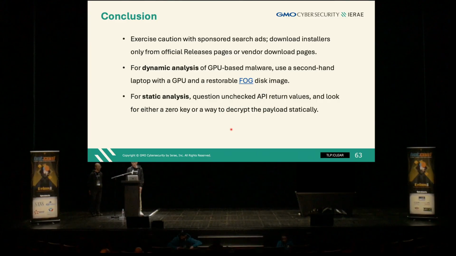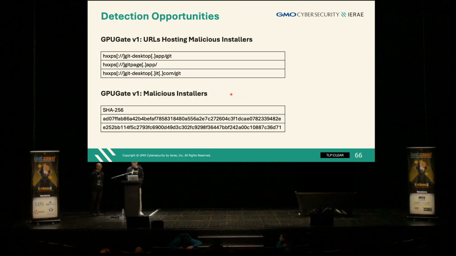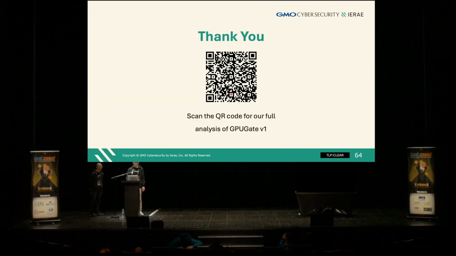So thank you very much for listening. And on slides 66 to 73, I provided a full set of all the identified IOCs because there's quite a few of them throughout these various campaigns. And if you're interested as well, please scan this QR code for our full analysis of GPUGate version 1 that was, I think, put out in January. So here is all the IOCs. There's quite a fair amount of them. So thank you so much for listening.